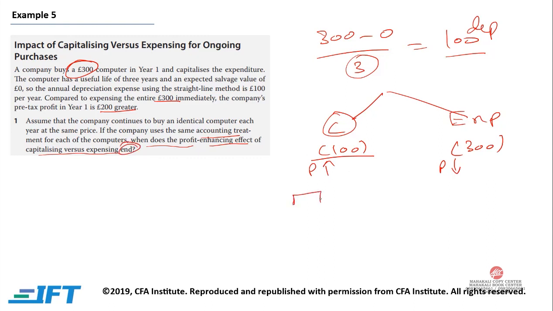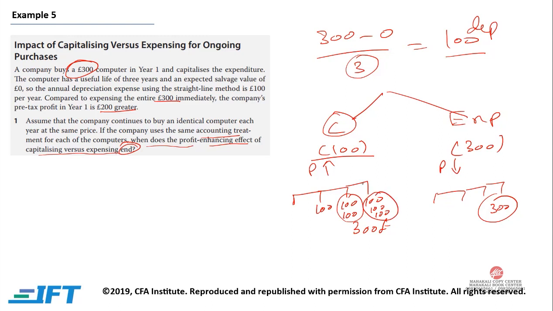It will end in the third year. So in the third year our total depreciation expense would be $300, and for each subsequent year we are again expensing $300 for the computers that we are buying. So the first year depreciation would be 100, the second year depreciation would be 100 because now we have two computers. In your third year we would have total depreciation of 300 because we have 3 computers. So if we deduct 300 depreciation, or if we deduct 300 as your expense for the purchase of computer, this is going to have the same impact.